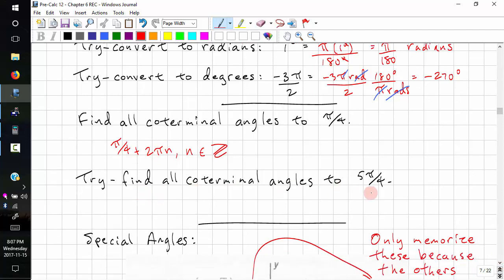Try to find all coterminal angles to 5 pi over 4. Again, this is a principal angle because it's less than 2 pi. So we just go 5 pi over 4 plus 2 pi n from the set of integers.